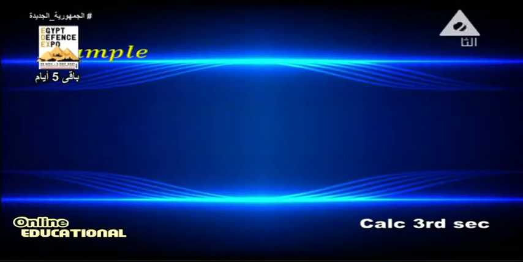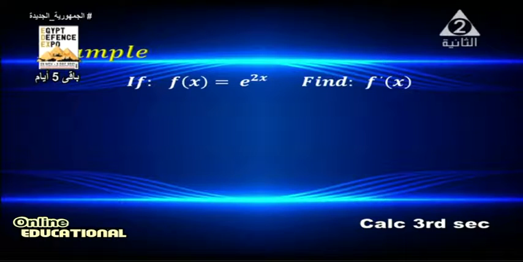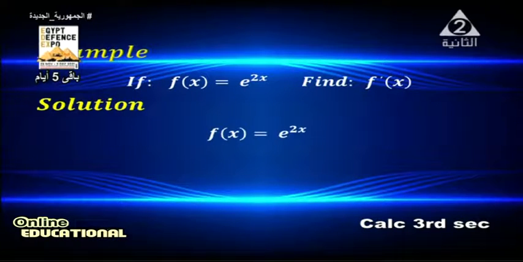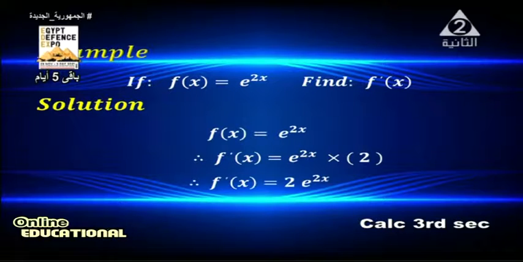Let's start with the first example. If f of x equals e to the power 2x, find f dash x. F of x equals e to the power 2x, then the first derivative of the function f dash x equals e to the power 2x multiply the derivative of the power. The derivative of 2x equals 2, then f dash x equals 2 multiply e power 2x.